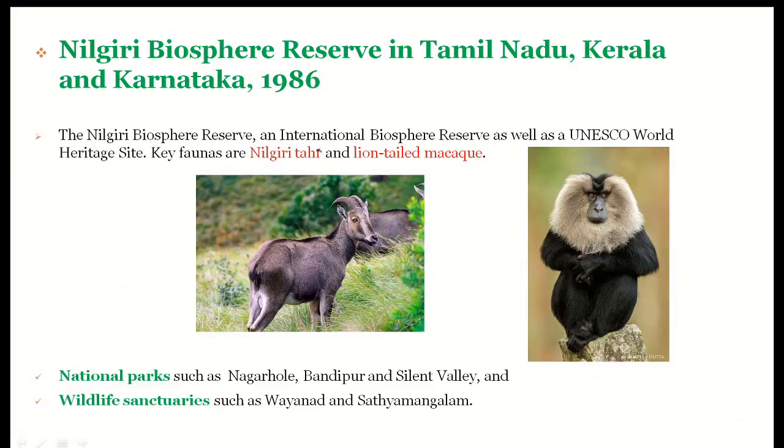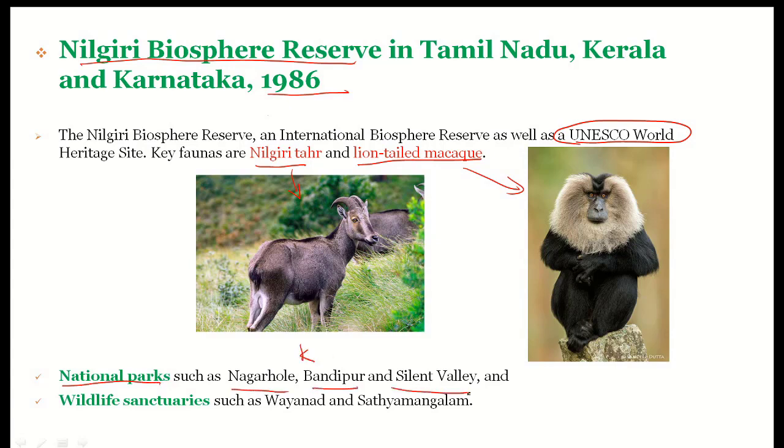The first Biosphere Reserve status was given to the Nilgiri Biosphere Reserve, which is in Tamil Nadu, Kerala and Karnataka. It is a trans-boundary biosphere reserve which was established in 1989 and it is also a UNESCO World Heritage Site. It is famous for the Nilgiri tahr and lion-tailed macaque. National parks like Nagarhole and Bandipur in Karnataka, and Silent Valley in Kerala, lie within this Biosphere Reserve. Wildlife sanctuaries like Wayanad and Sathyamangalam also come under it.